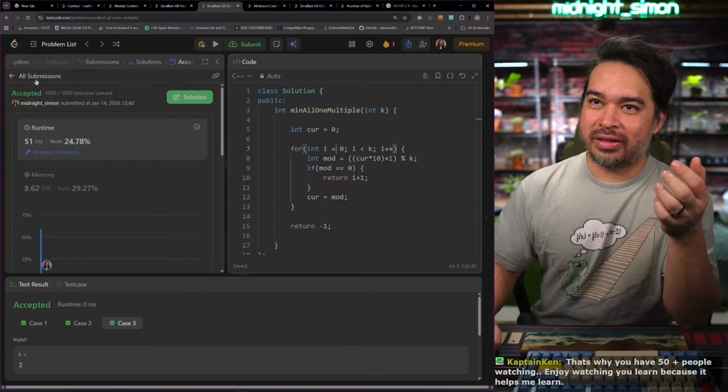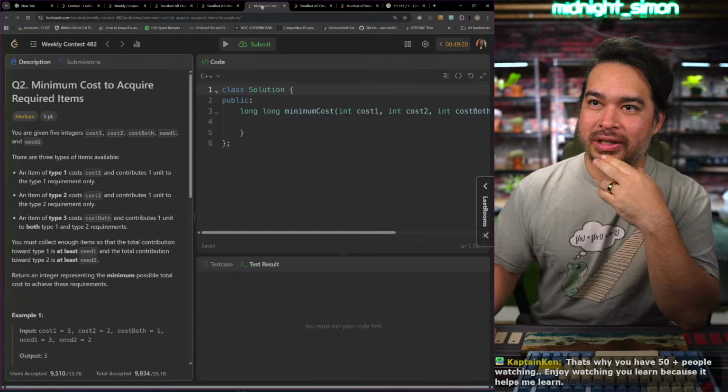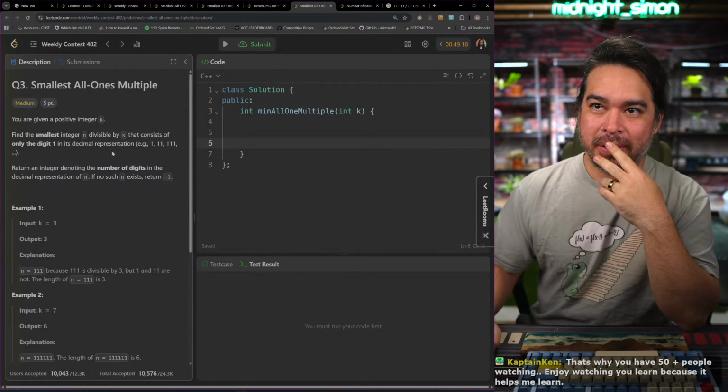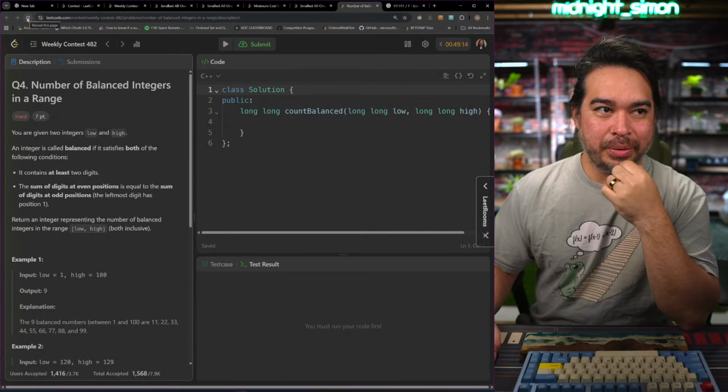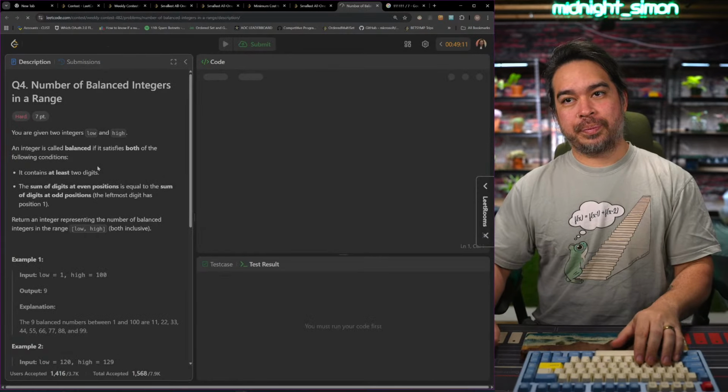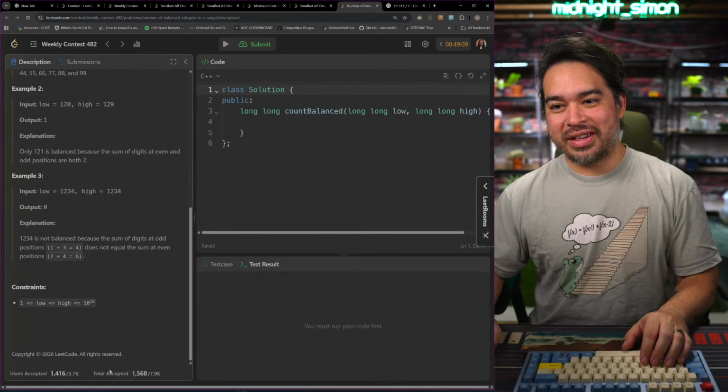Alright, that dang mod problem took a lot of energy out of me. I had to cheat to get that one. Should I even try this hard one?